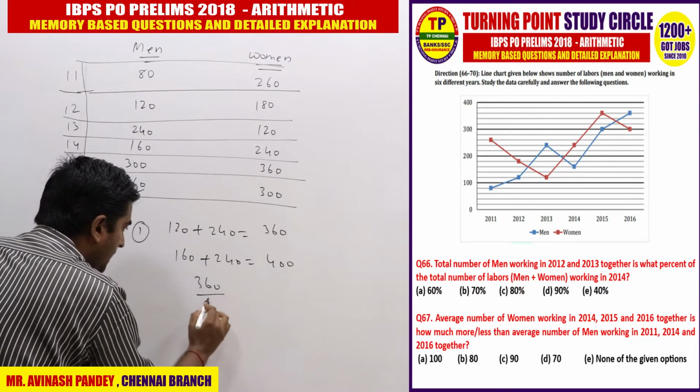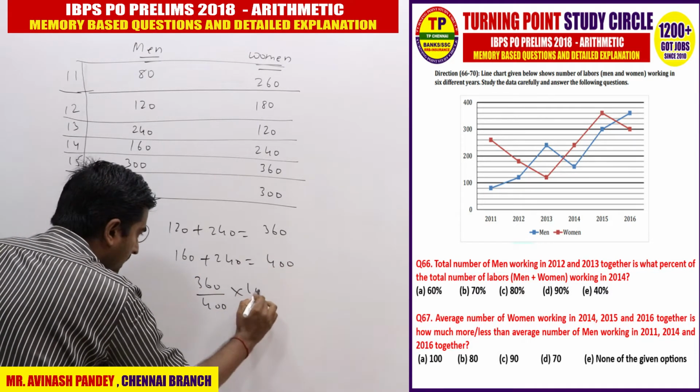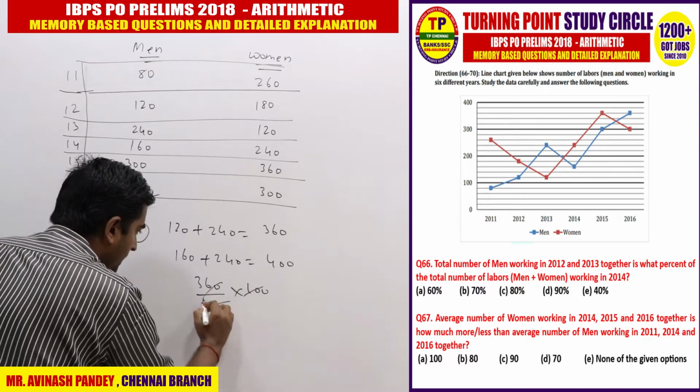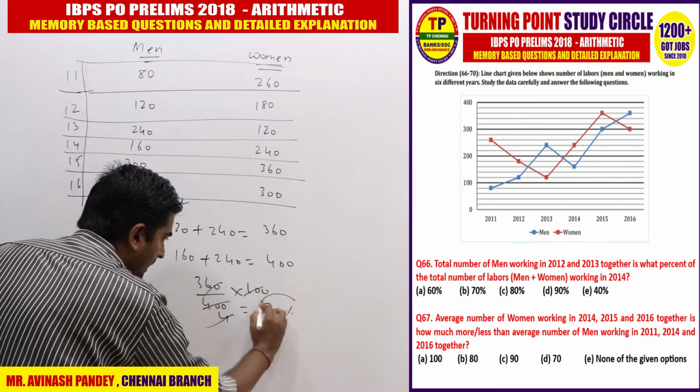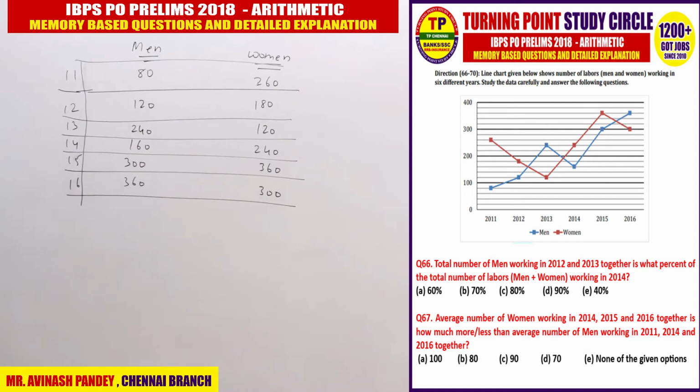So 360 divided by 400 into 100. What is my answer? 90%. My answer is 90%.